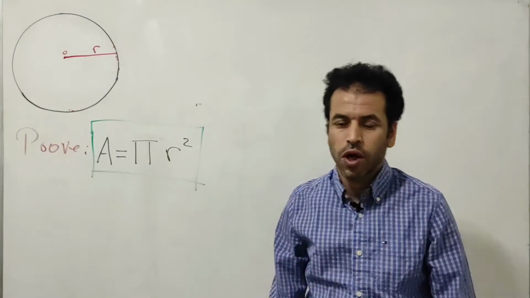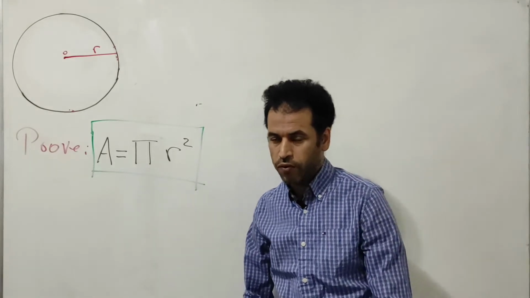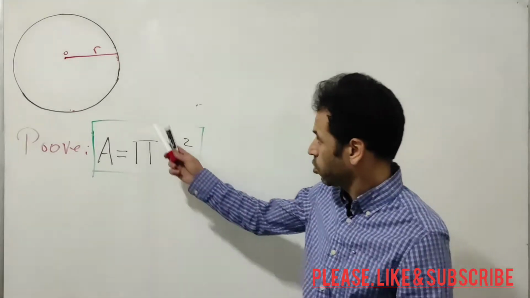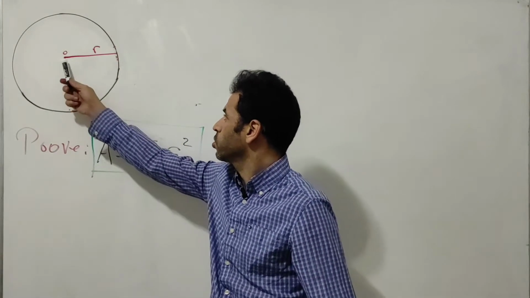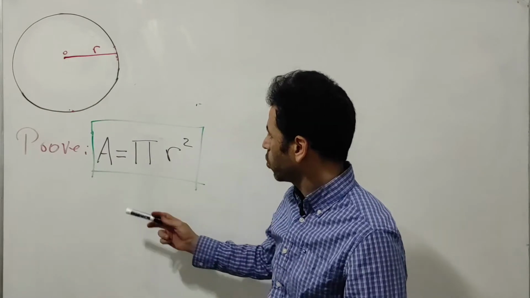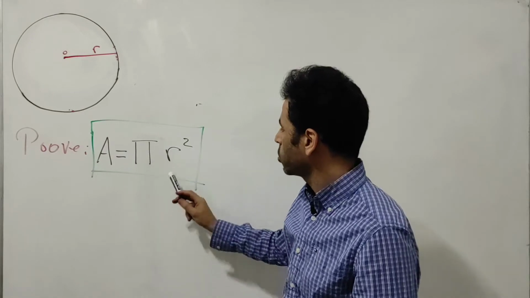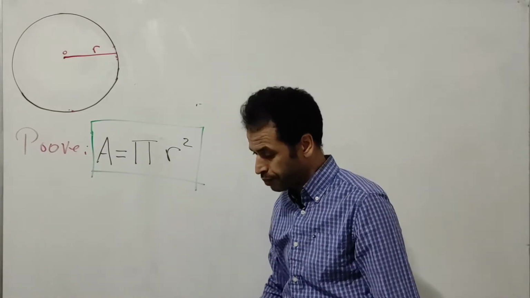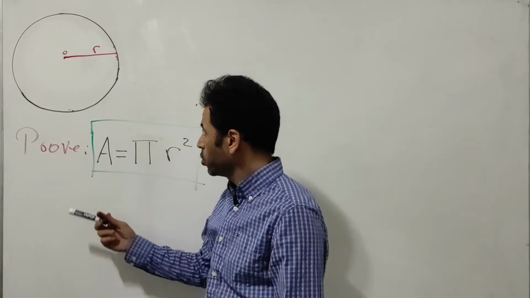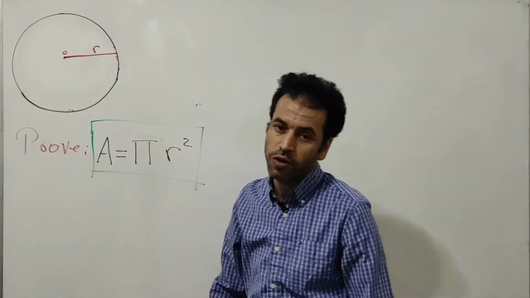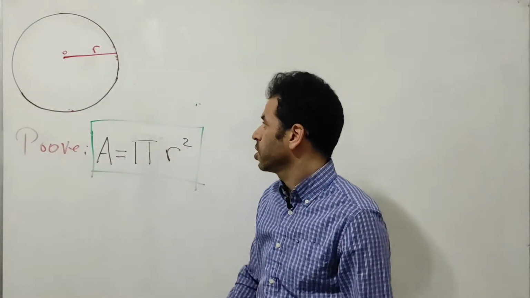Hi, in today's video I would like to introduce a very nice proof. Here is the following circle with a radius r and origin O. Our goal is to prove the area of this circle equals pi multiplied by r squared. I'm going to use the Jacobian transformation in order to prove this area.